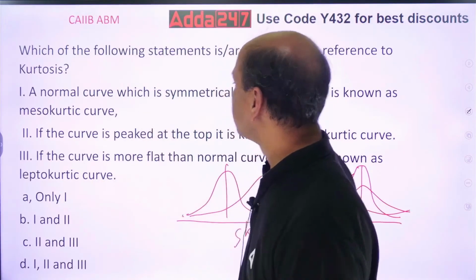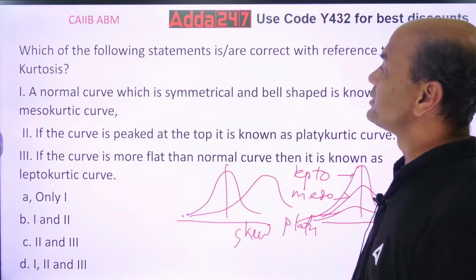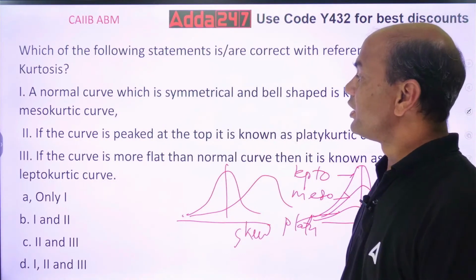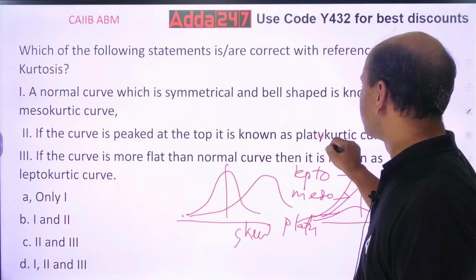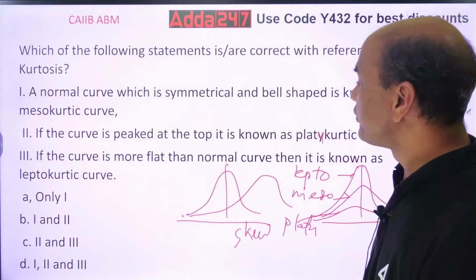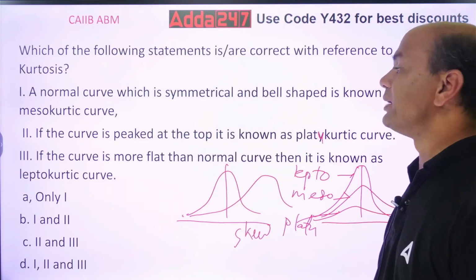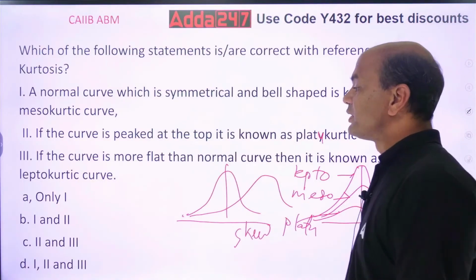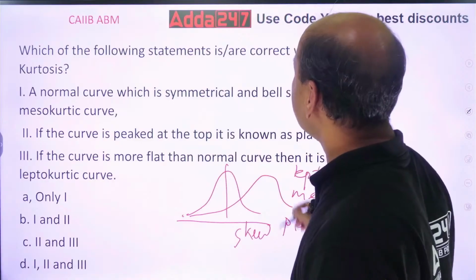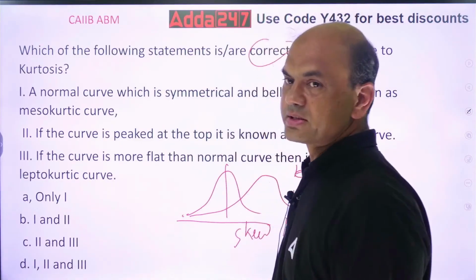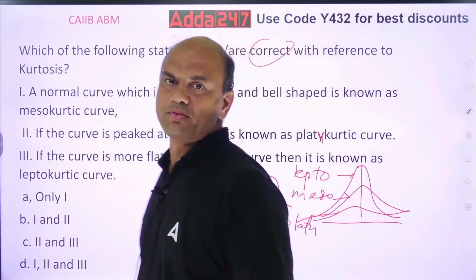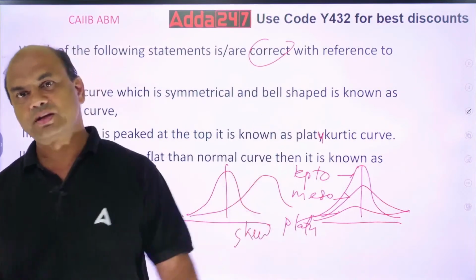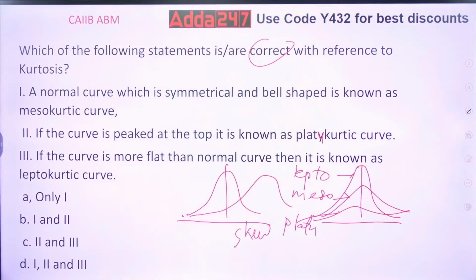So a normal curve which is symmetrical and bell shaped is known as mesokurtic. If a curve is peaked at the top, it is known as platykurtic. If a curve is more flat than the normal curve, then it is known as leptokurtic. So which one of them is correct? Compare the figure with the given options and then you'll get the answer.